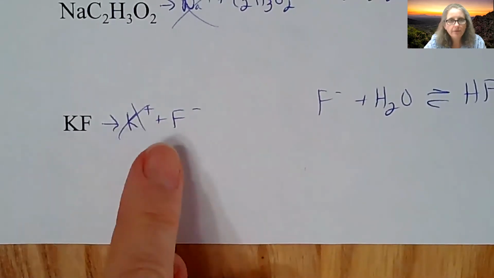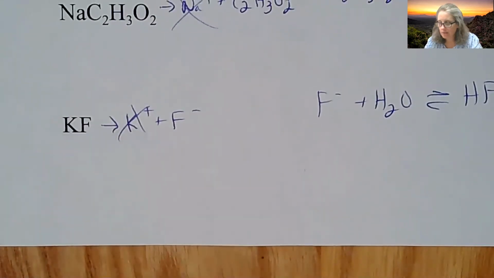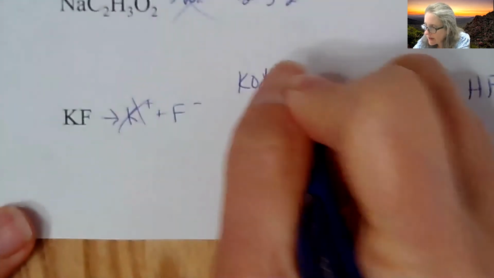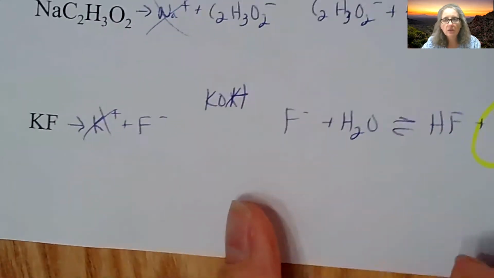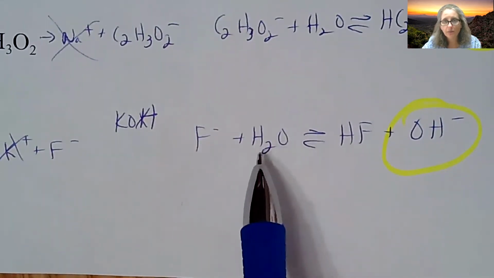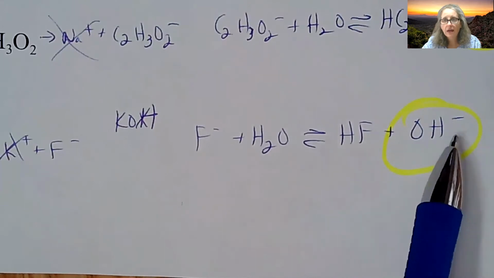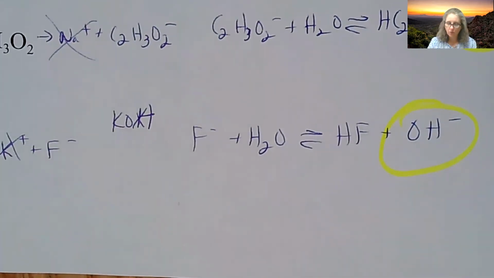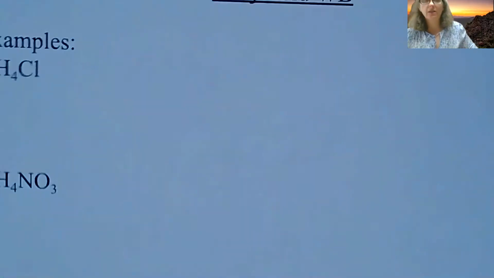So KF, the K comes from potassium hydroxide, so that potassium hydroxide is not going to be a factor here. The F minus is the only thing we need to pay attention to. F minus is going to take on an H from the water to produce HF, and so the predominant species is going to be OH minus. Again, the HF, the H will come off eventually, but the first equilibrium we have here is going to be the production of OH minus.